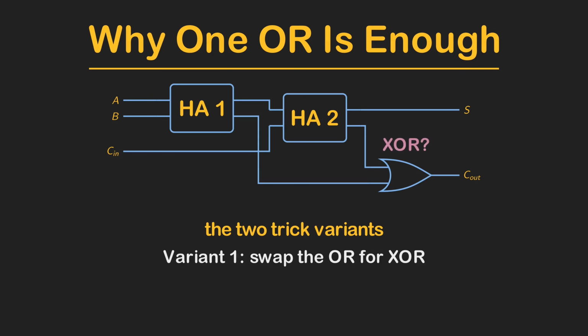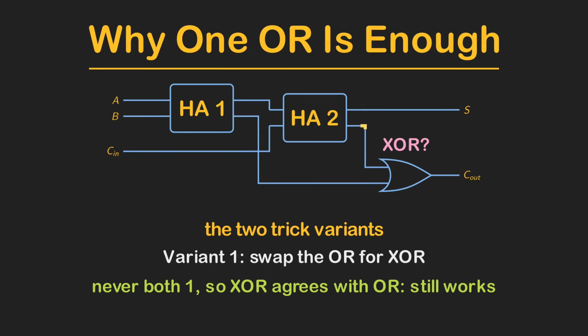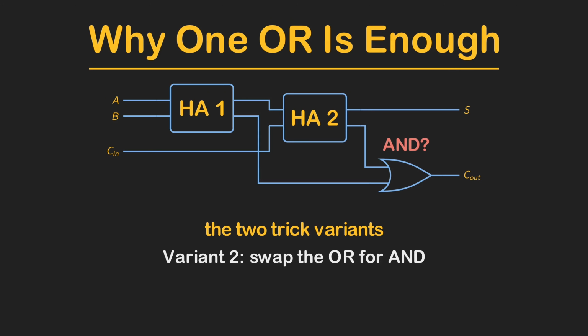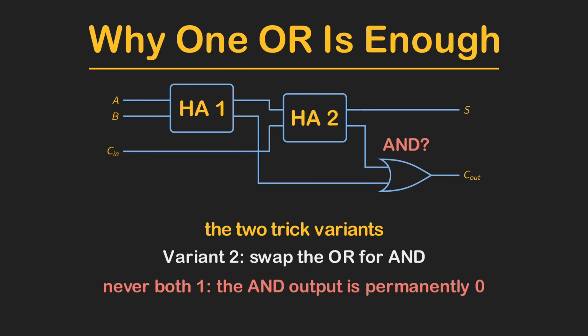Variant 1. Replace the OR with XOR. The carries are never both 1, so OR and XOR behave identically. The circuit still works perfectly. The trap is confidently answering, it breaks. Variant 2. Replace the OR with AND. The 2 carries are never both 1, so an AND of them is permanently 0. The carry-out dies, and every carry-producing case fails.